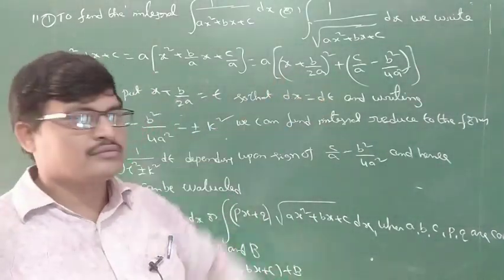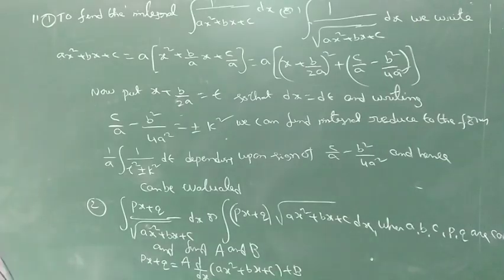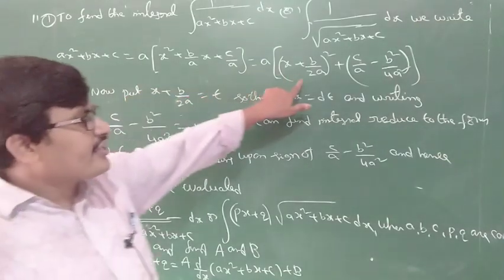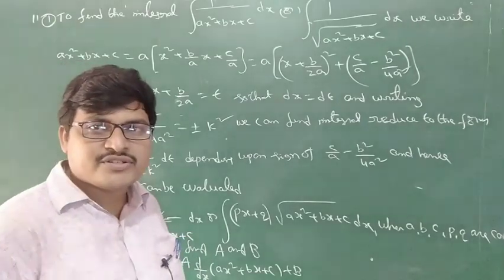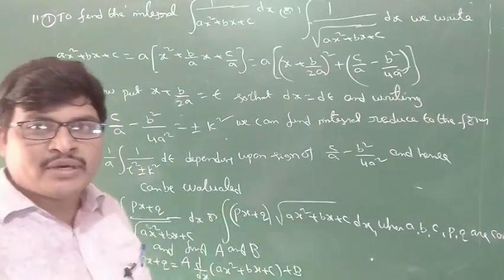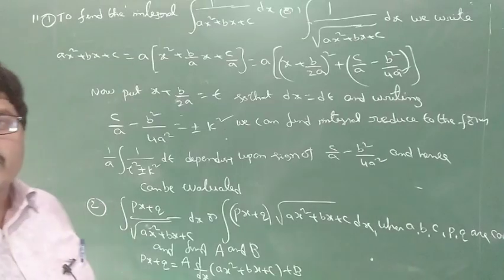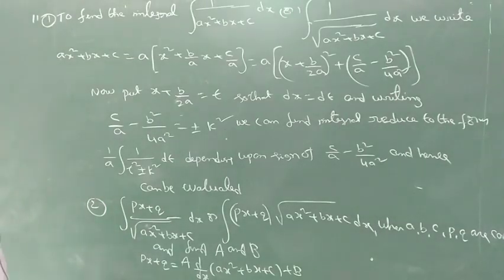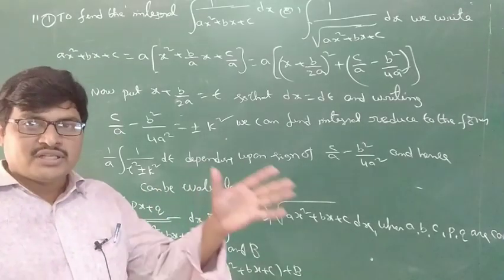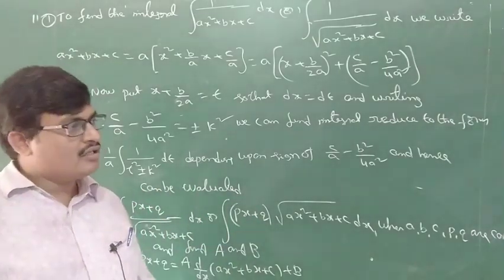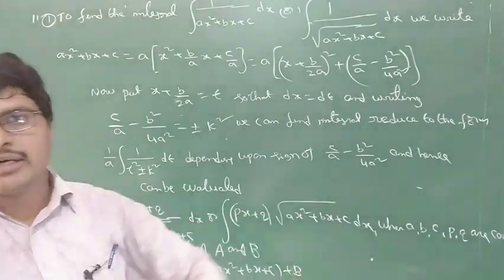Direct apply the formula type. Okay, convert into this type. Which type? Some particular functions. What is some particular functions? The 6 formulas: 1 by root of x square plus a square, x square minus a square. Change it to an a type, and convert into the type of formulas and apply the formula.